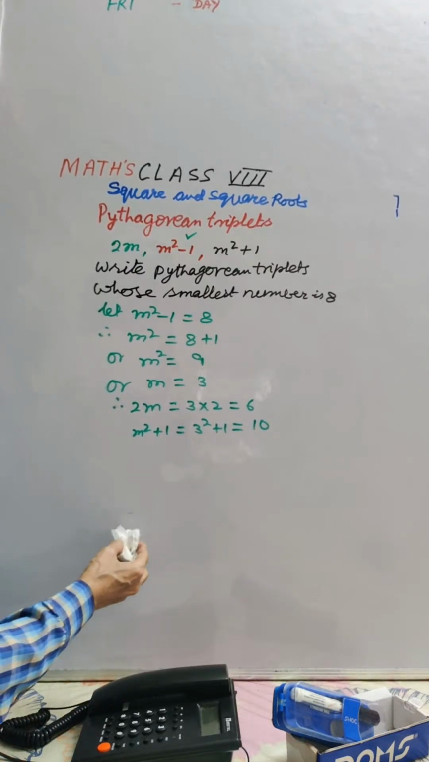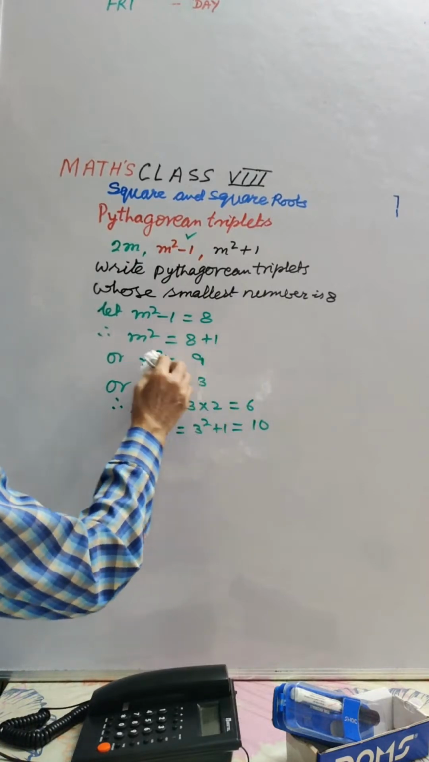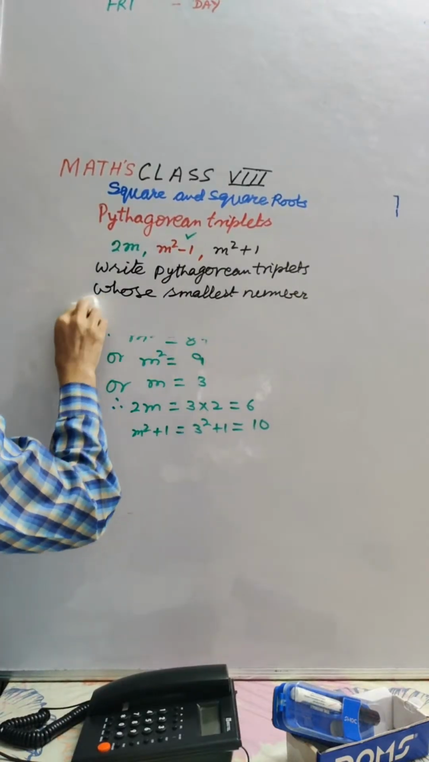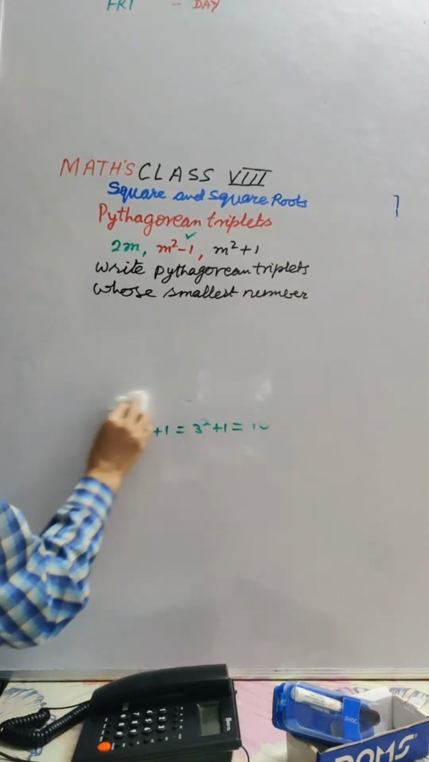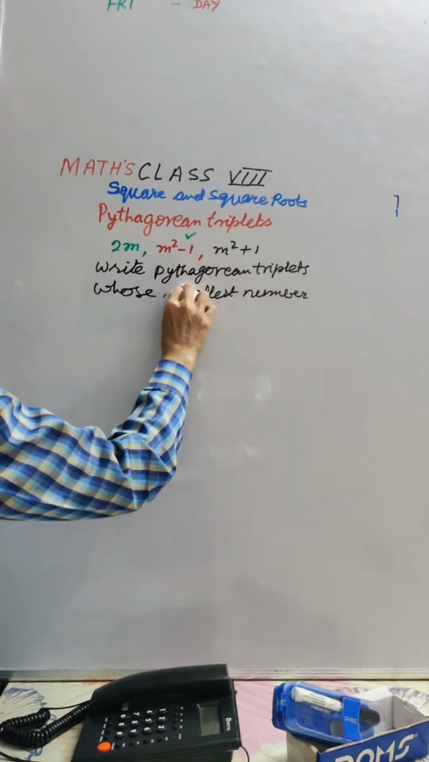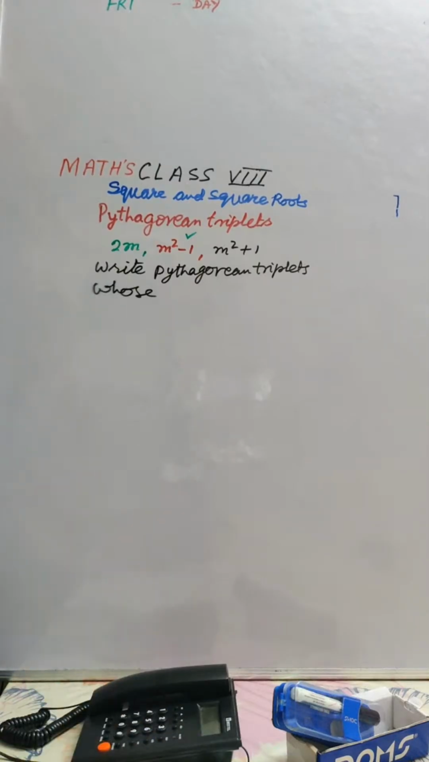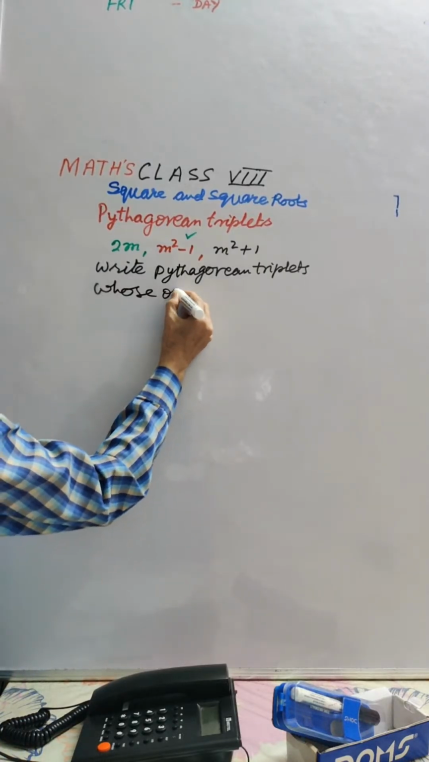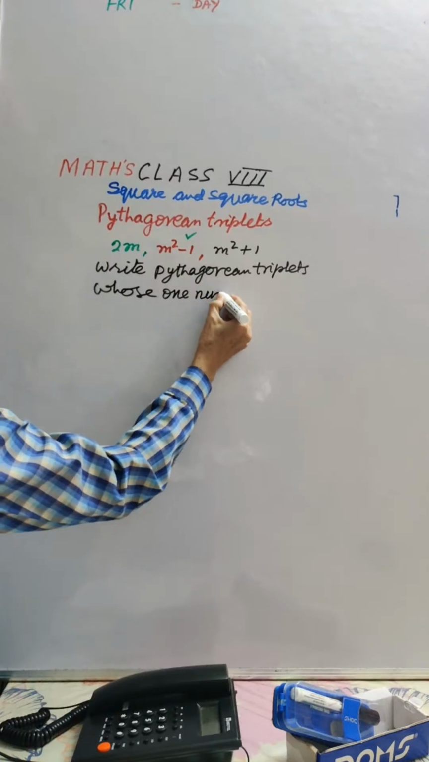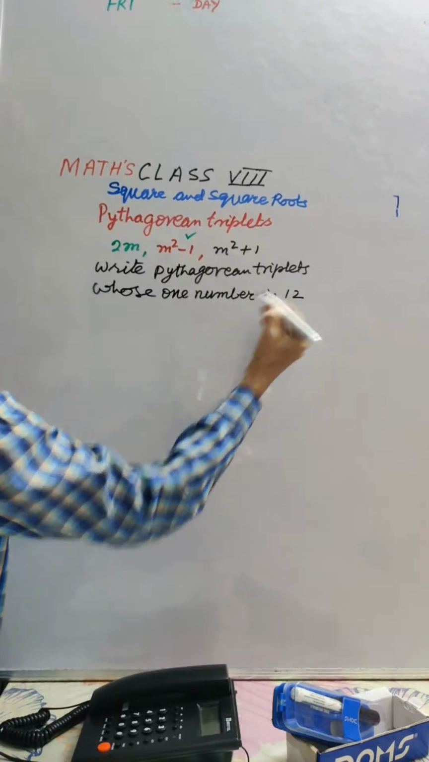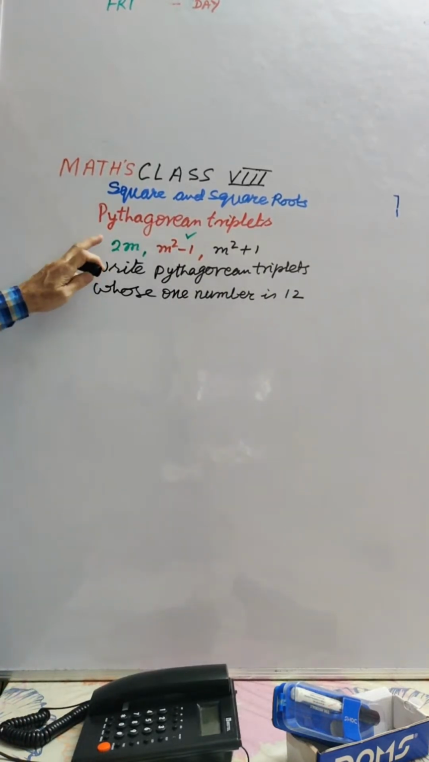When one number is given, write Pythagorean triplets whose one number is 12. First of all, we shall try with 2m.